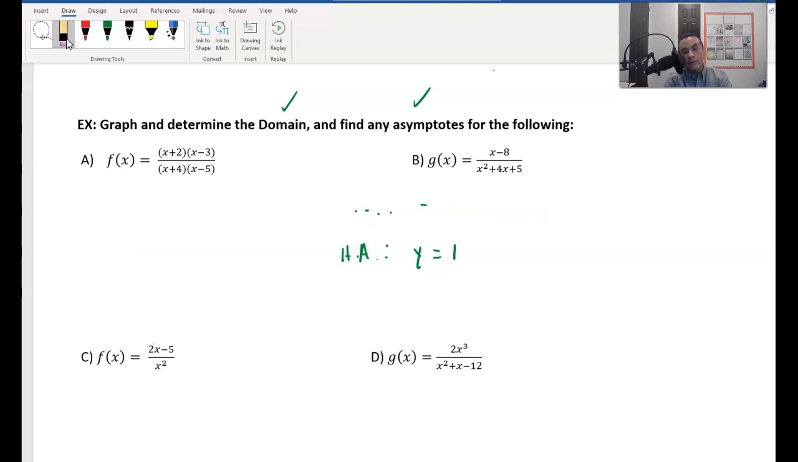Okay, we can do the same for the next one. Again, guys, this next one, letter B, is now a quadratic in the denominator. So if you factor that out, you're going to get x plus, and looks like, ooh, wait a minute, I can't factor that one. That's not factorable. So that means if it's not factorable, you will not be able to find the asymptotes.